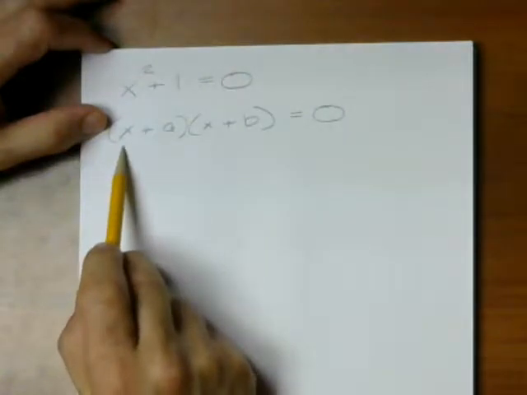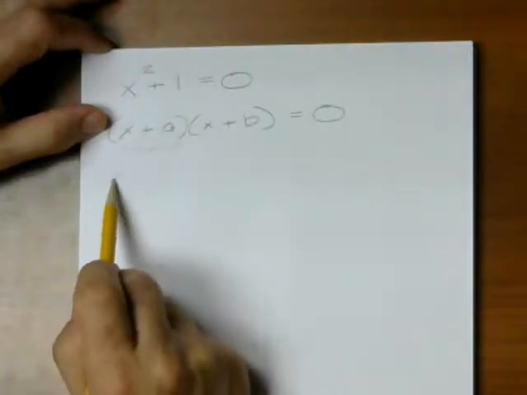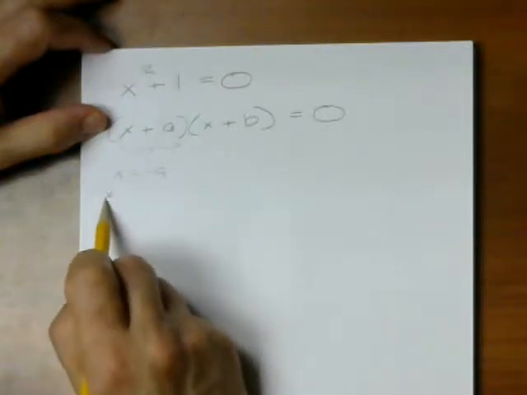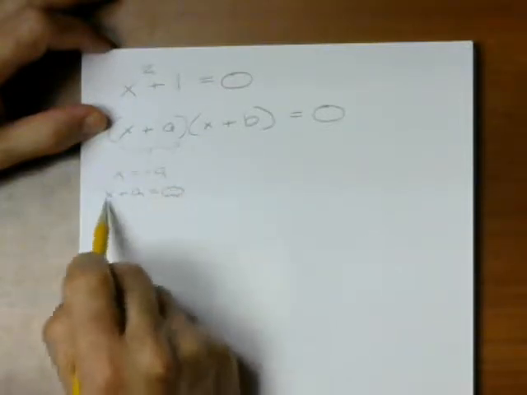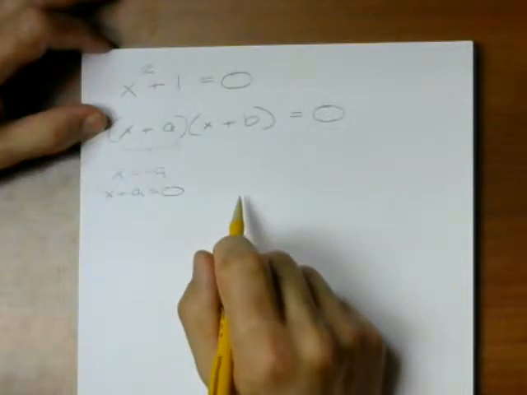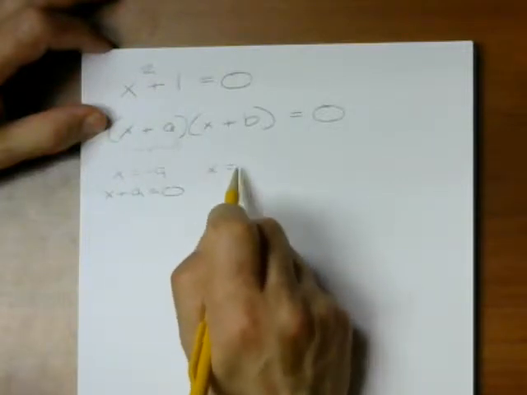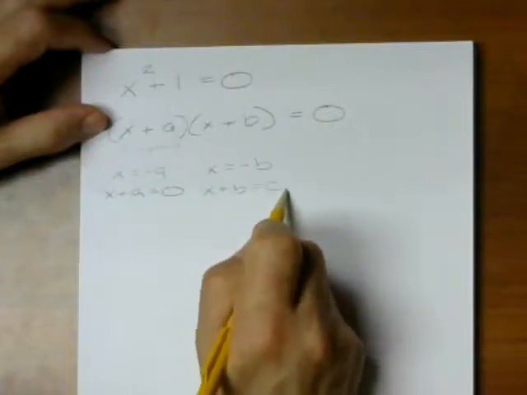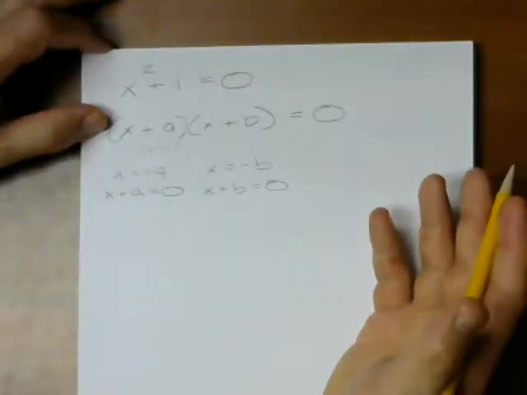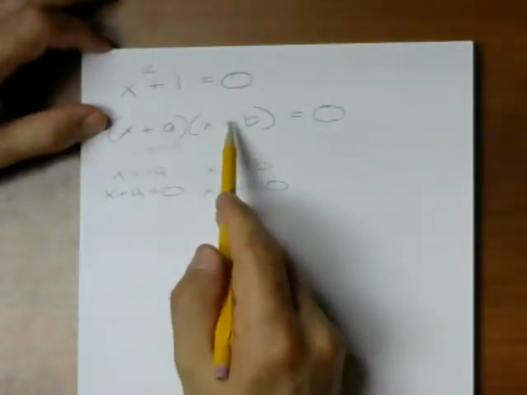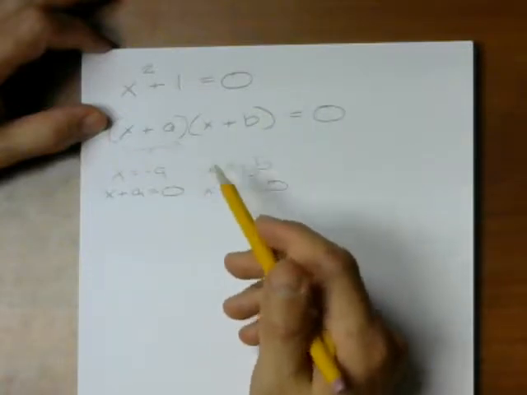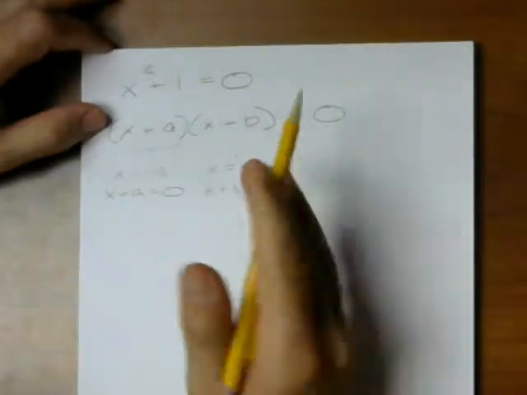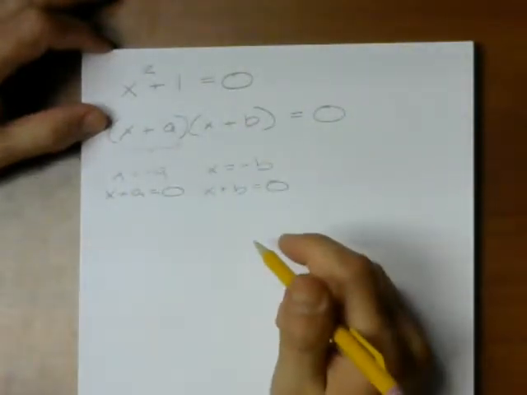And we will definitely get a solution from this of x equals negative a, because if we have x plus a equals 0, then x is going to be negative a. And we'll definitely get a solution here of x equals negative b, because, well, we're going to have x plus b equals 0. If I had written this as x minus a and x minus b, we would also be able to solve. We would just get x equals a and x equals b. So if we can factor, we can definitely solve.